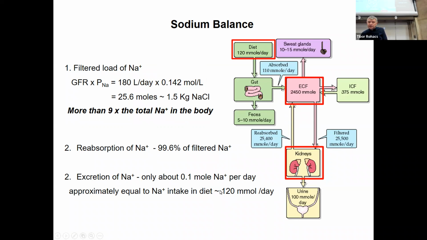And we only excrete somewhere around 1/10 of a mole per day, which is more or less similar to how much we take in. Other than the kidneys, you also have the sweat glands and your GI system, where you can also lose a little bit of sodium. But the most important regulator by far is your kidneys.